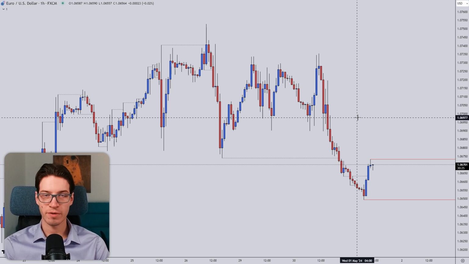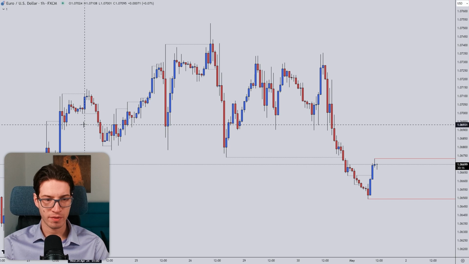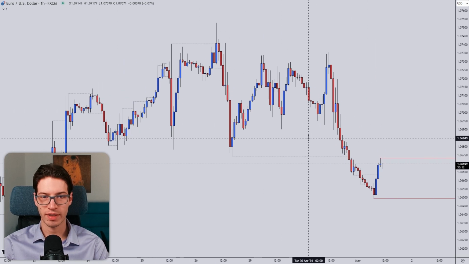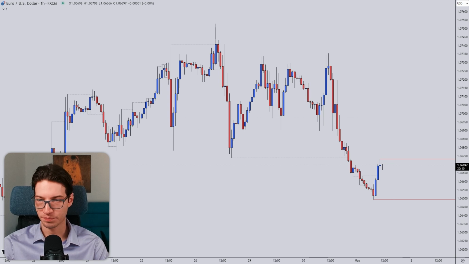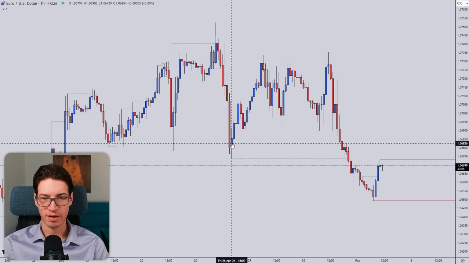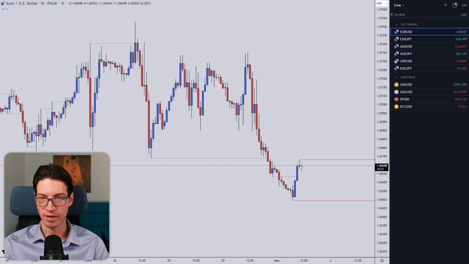So starting from last Wednesday, let's see what has been happening. Euro and US dollar is the first on the list. So let me find last Wednesday. It was around here and we were just very flat, very corrective, very range bound. Nothing much was happening. We had this large push down, but then a clear aggressive retrace going back up.